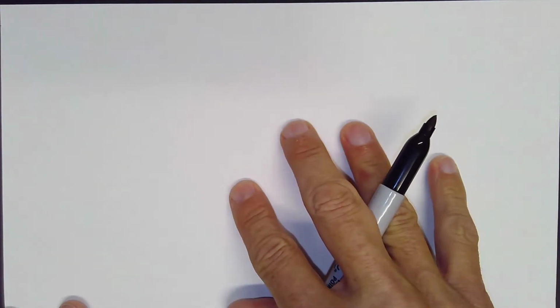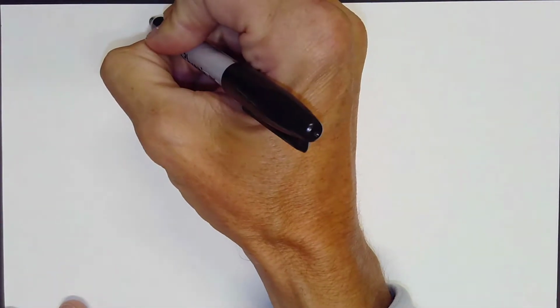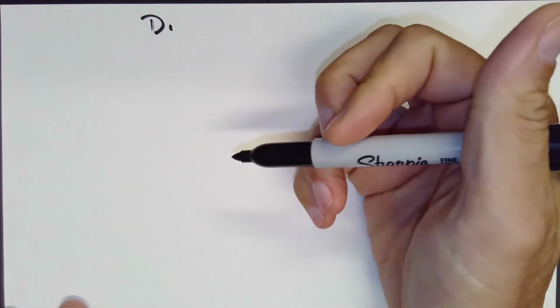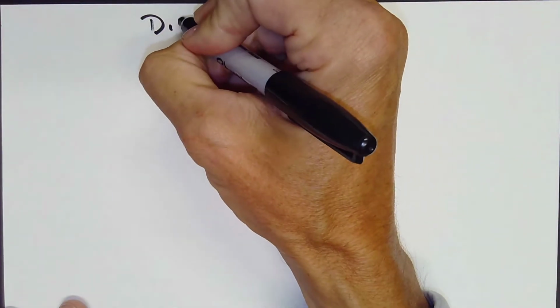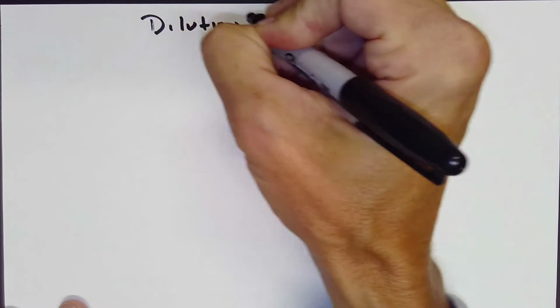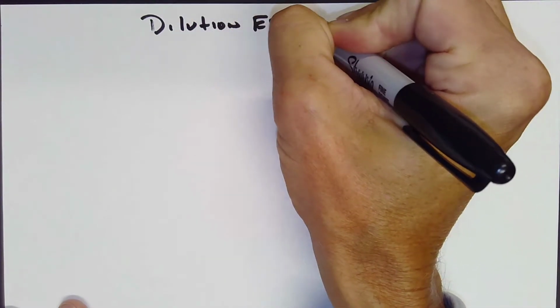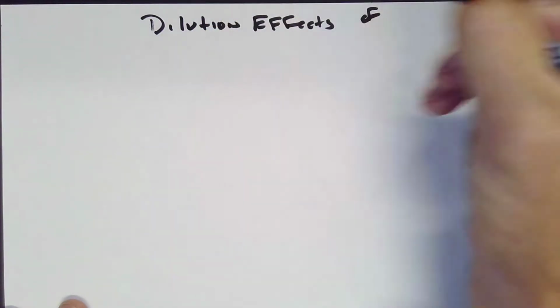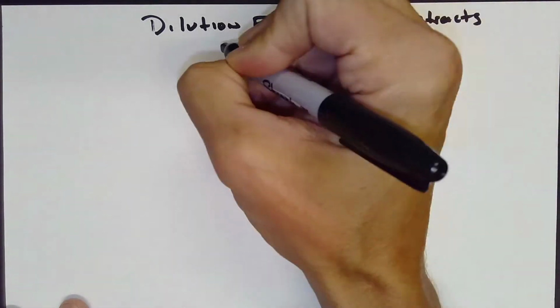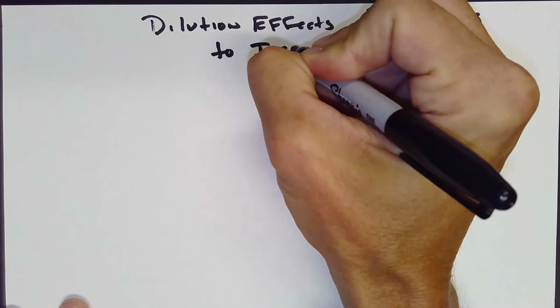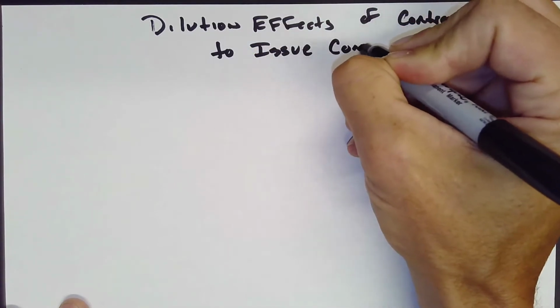So the methods that we have are methods for calculating what's referred to as the dilution effect of earnings per share. So we're looking at, given the contracts that I have, how much do these contracts dilute my basic earnings per share? So we're looking at the dilution effects of contracts to issue more common shares.